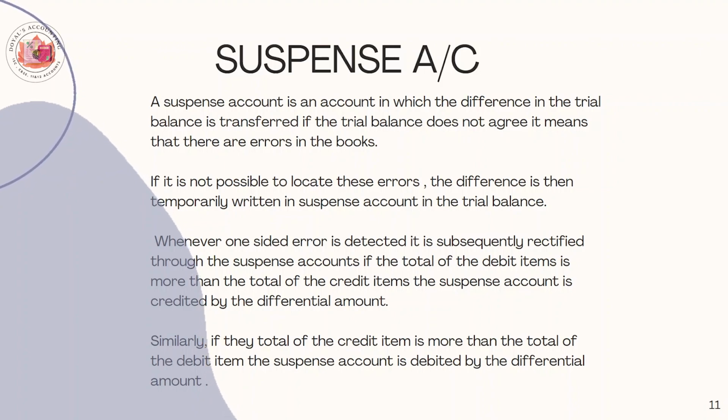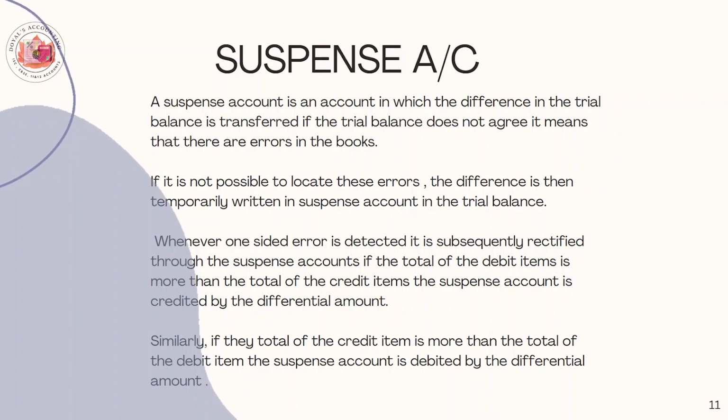So, in such a case, where we are not able to find the error, temporarily we write the difference in an account called the suspense account. Whichever side the difference is showing, we will put the suspense account on that side. For example, if my debit side is greater than my credit side, my suspense account will be on the credit side. It will have a credit balance, and vice versa. If my credit column total is greater than my debit column total, then my suspense account will sit on the debit column.